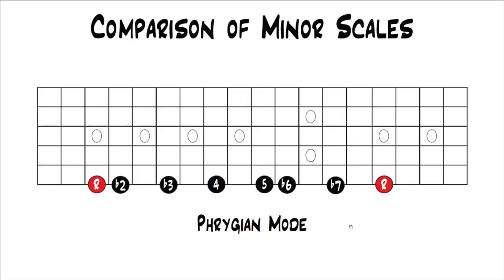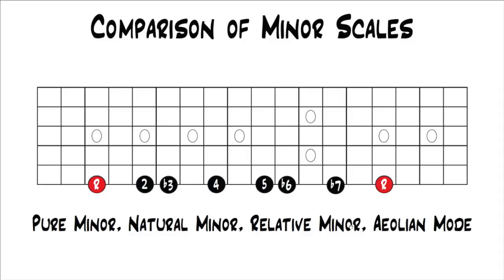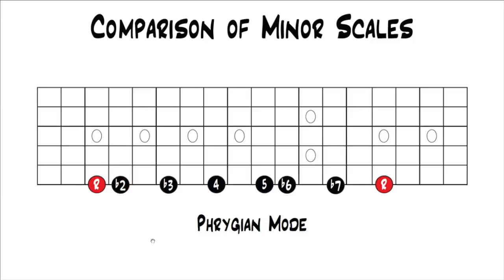The next scale is the Phrygian mode. You know that's just another mode from the major scale. It's the 3rd mode. The Dorian mode was the 2nd mode. The only difference between the Phrygian mode and the natural minor scale or the Aeolian mode is that you would take the natural minor scale, lower the 2 a half step. That would give you your Phrygian mode.